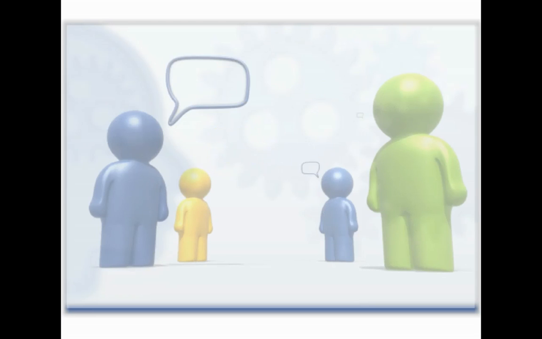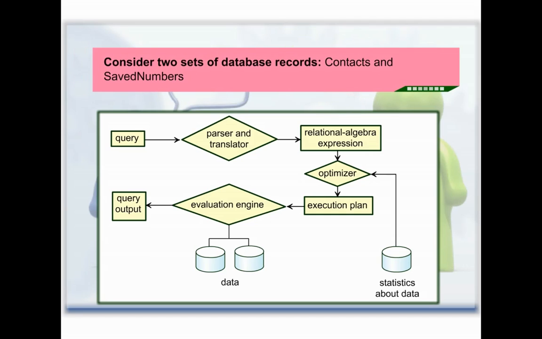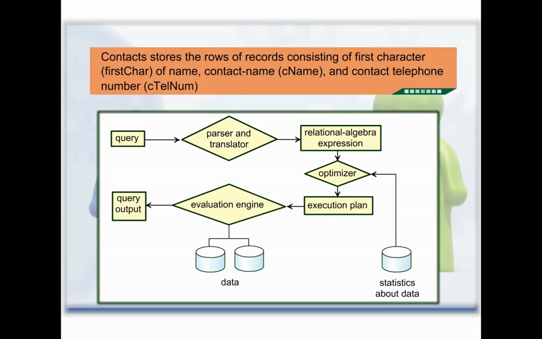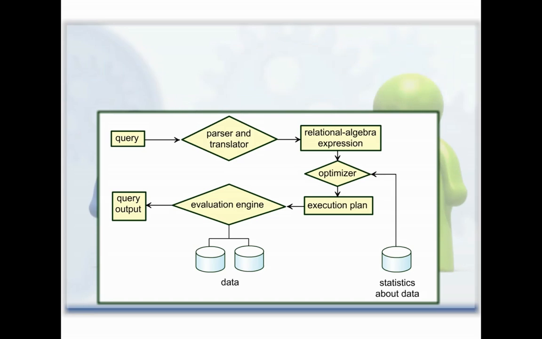Query processing. During a transaction with a database, queries are sent to read and get the records from the database. Consider two sets of database records, contacts and dial numbers. Contacts stores rows of records consisting of first character, first CHAR of name, contact name, CNAME, and contact telephone number, CTELNUM. Querying of a record in contacts can be using first CHAR, CNAME or CTELNUM.